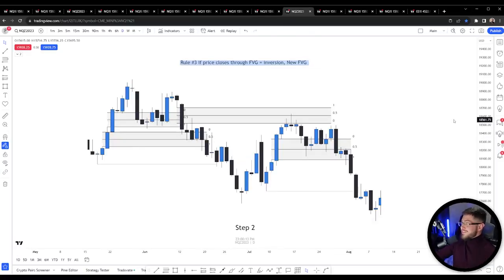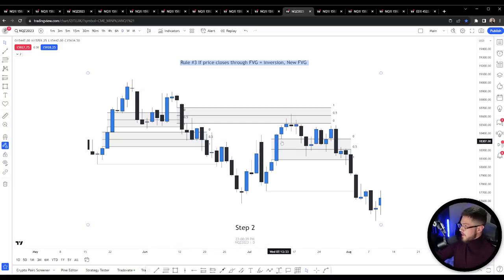Rule number 3 is that if price closes through the fair value gap, this is an inversion. As you can see right here, after the market closed through this fair value gap, we can then extend out this level and watch how price reacts. And you see, price came up, it could not close above that midpoint with this candle right here, and then price traded to the downside.